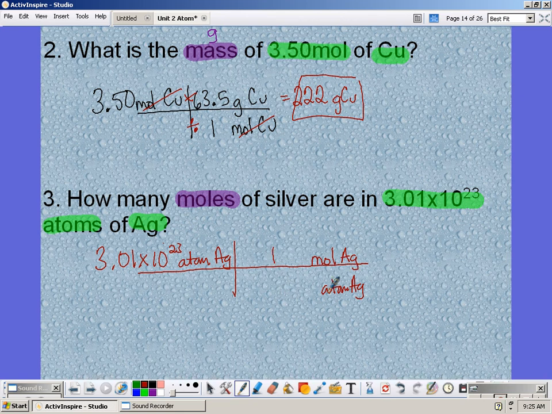Atom gets Avogadro's number, 6.022 times 10 to the 23rd. So I'm going to multiply and divide. Atom cancels atom, leaving me with moles of silver. 3.01 EE 23 times 1 divided by 6.022 EE 23. And my calculator gives me 0.4998. I only need 3 significant figures, so we're going to round, and the answer would be 0.500 moles of silver.